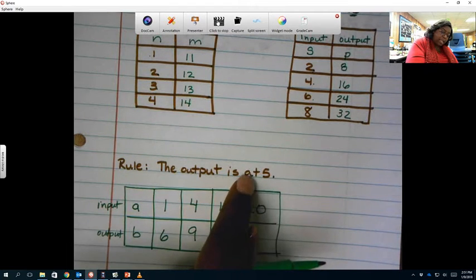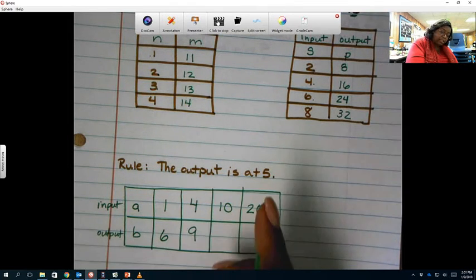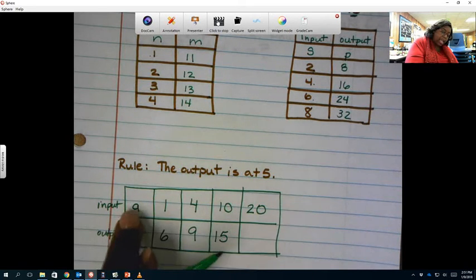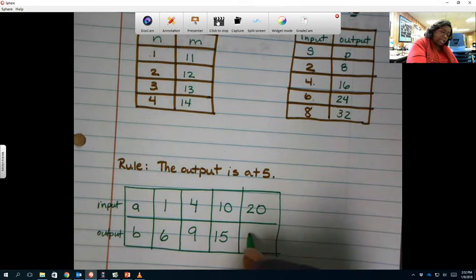I'm going to replace A now with 10. 10 plus 5 equals 15. And now I'm going to replace A with 20. 20 plus 5 equals 25.